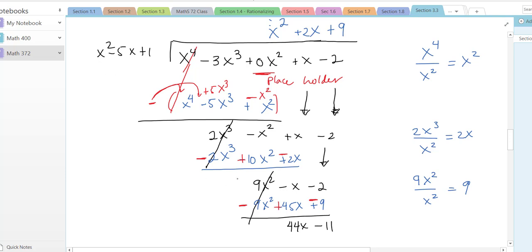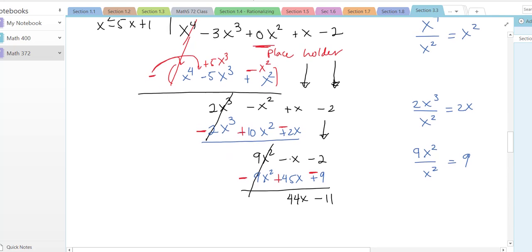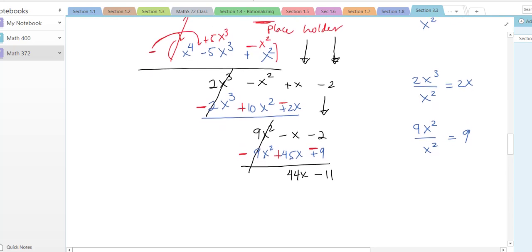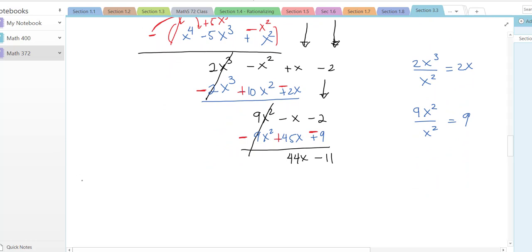Now notice the degree here is 44x, the degree is 1, which is less than the divisor. So I can't keep going. So that is my answer, which looks a little funky, right? My division problem was x to the 4th minus 3x cubed plus x minus 2 divided by x squared minus 5x plus 1.